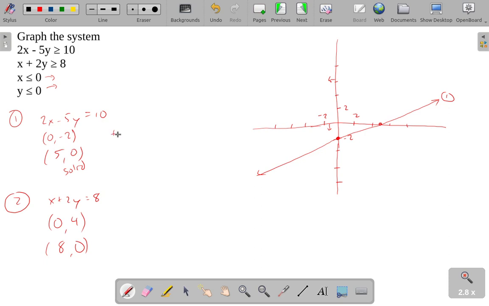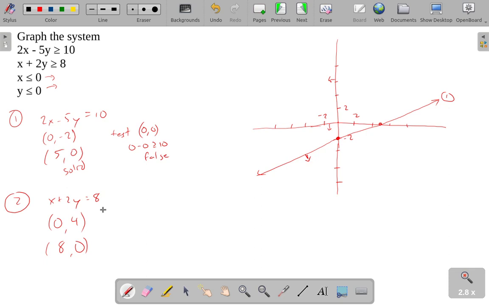for figuring out which way we'd shade, I'll go ahead and test the point 0, 0. Again, we can always test the origin as long as it's not on our line. And we get 0 minus 0 is greater than or equal to 10, which is false. 0 is not greater than or equal to 10, which means we'd want to shade on this side of the line, below it.